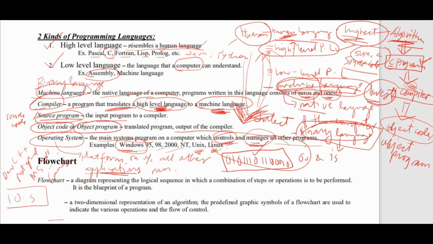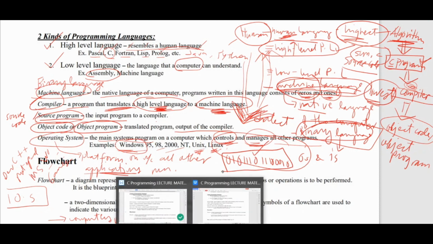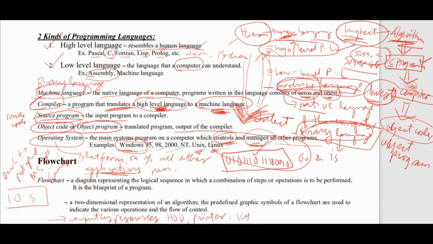This part here is your computer's resources, like the hard disk drive, the printer, the keyboard, the monitor, etc. So say these are the computer resources. What the operating system will do, being the manager and the controller of the computer's resources and the software applications, is it is the one that will manage how these applications will use the computer's resources.